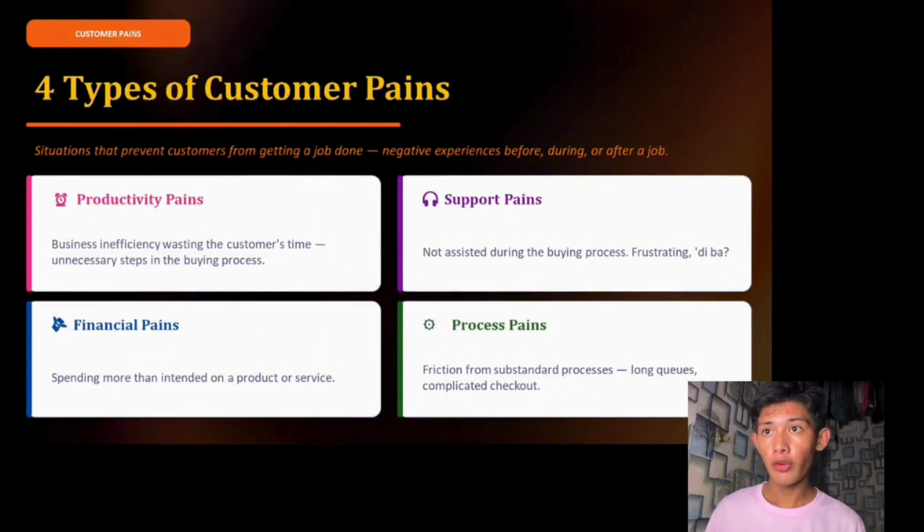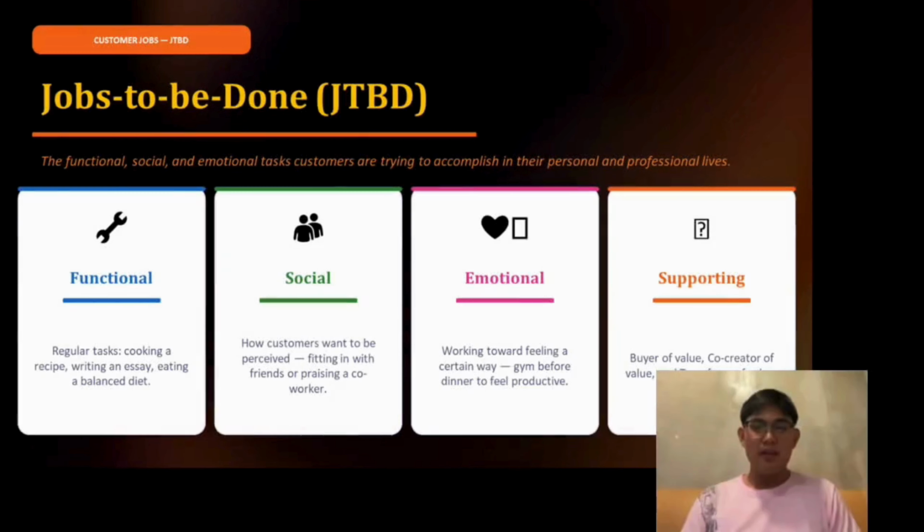So, for our key takeaways po for customer pains, we as entrepreneurs must dig deeper into the root cause of customer pains to understand how important and how urgent those pains are. It is our responsibility to make those pains more bearable, or better yet, to completely eliminate them for our customers. Now we move on to the JTBD, or Jobs to be Done framework.